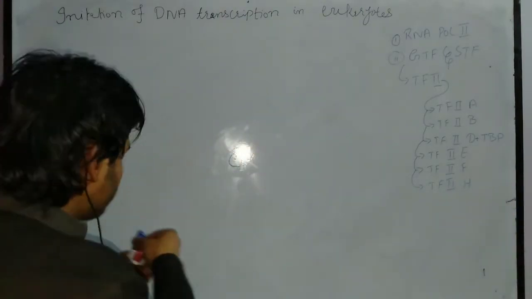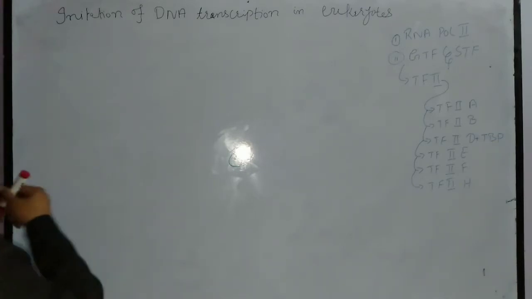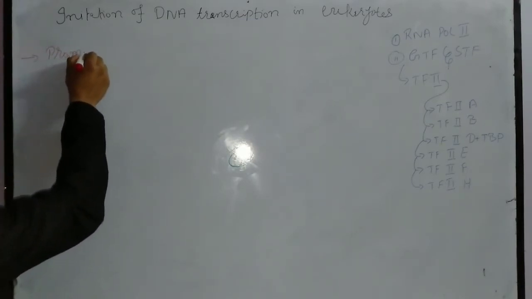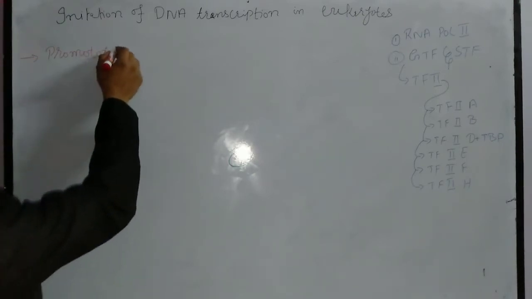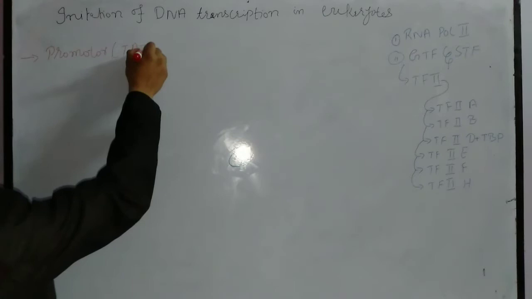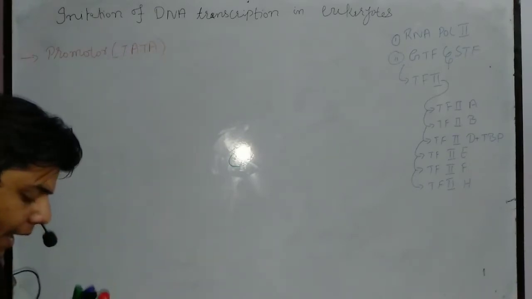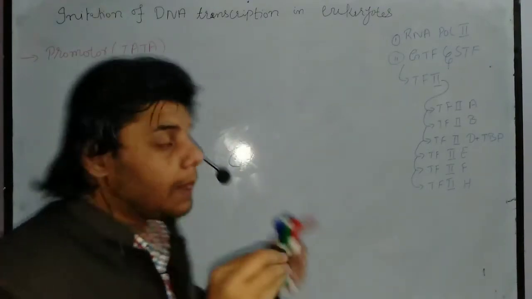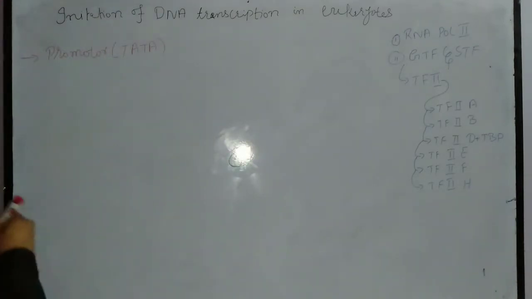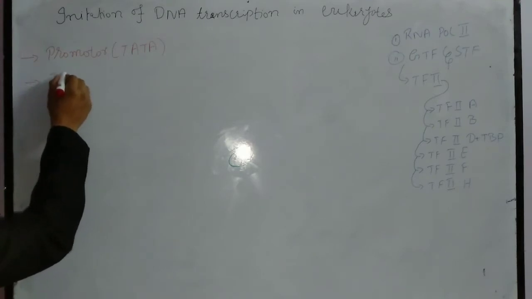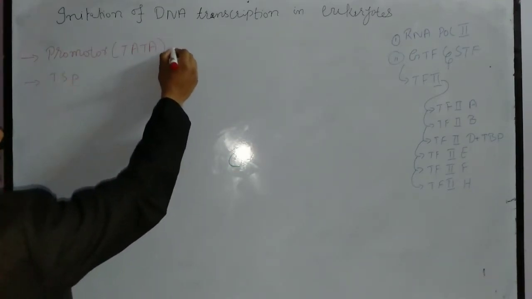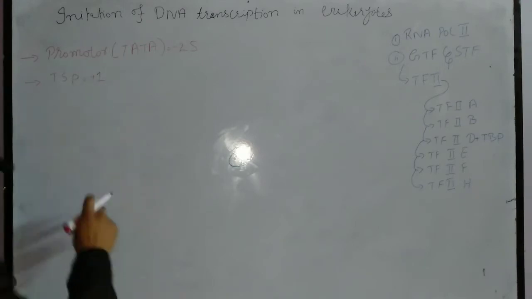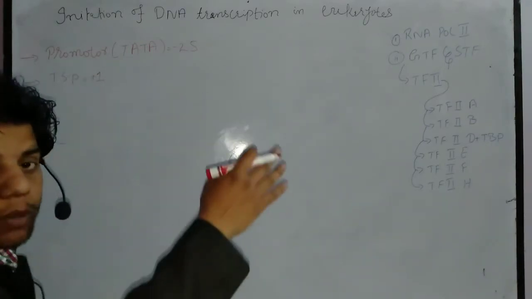So again, in this case we mainly need a strong promoter region, and in the promoter region it will mainly involve the TATA box. In case of prokaryotes, we talked that the Pribnow box is actually the TATA-like box, but in this case we have the TATA box. Now we need a transcriptional start point. We talked that the TATA box is always present at the minus 25 position of the upstream, and the transcriptional start point will always be present at the plus 1 position of the downstream.